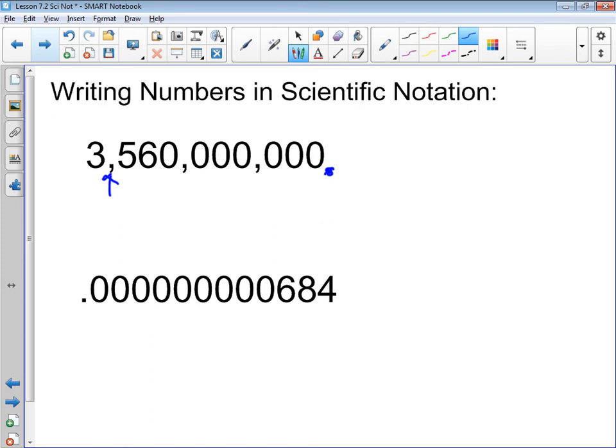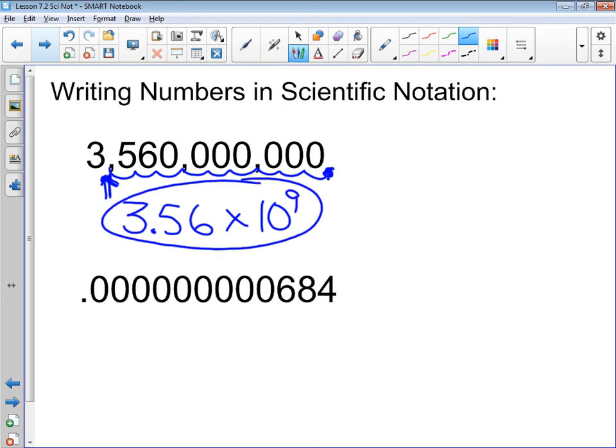Here's where the decimal point is to begin with. Here's where I want it to be. In order to get the decimal point from this point at the end to this point where the arrow is, I have to move it 1, 2, 3, 4, 5, 6, 7, 8, 9 times. So the scientific notation for this number is 3.56 times 10 to the power of however many times I moved the decimal point from where it was to where I want it to be, and that was 9.